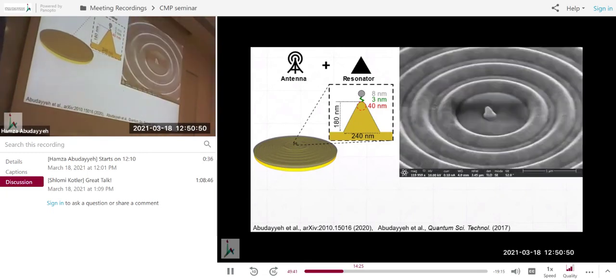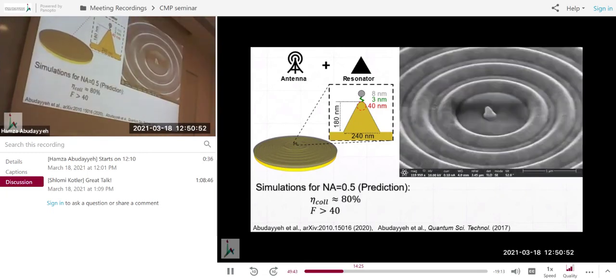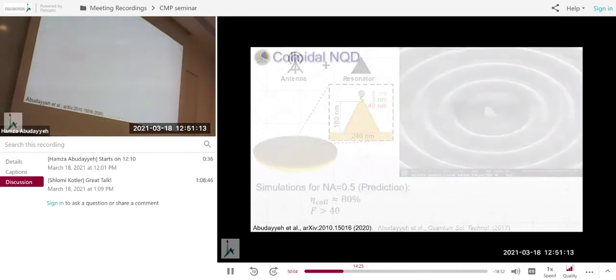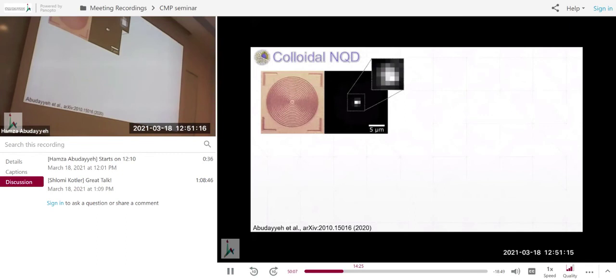So this is how the antenna looks like with a close-up. So you have this big antenna with this very small nanocone in the middle pointing outwards. And with simulations, again, we show that we can get collection efficiencies that are comparable as before, but this time with Purcell factors, with shortenings of lifetimes on the order of about 40, which is very nice. So here again are the results.